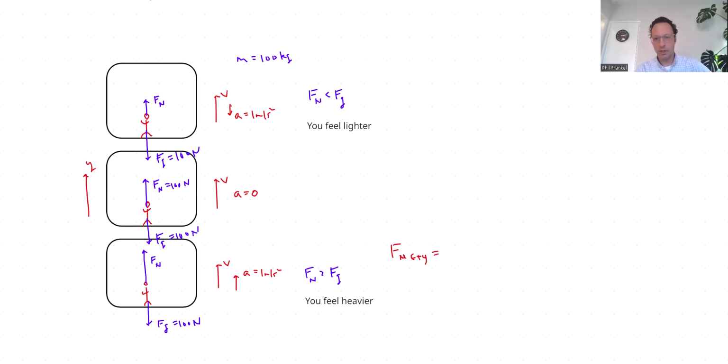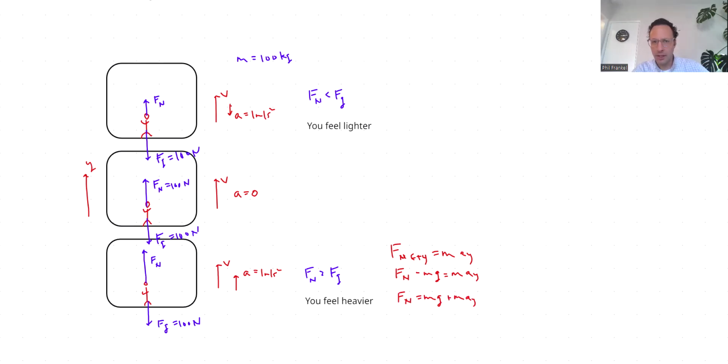The normal force minus the downward gravitational force, which is equal to the person's weight, m times little g, equals the person's mass times the y component of their acceleration. If I solve for the normal force, I get mg plus their mass times their acceleration. Their acceleration is a positive value, so I know that the normal force is going to be bigger than their weight because I'm adding this positive value to their weight to obtain the normal force.